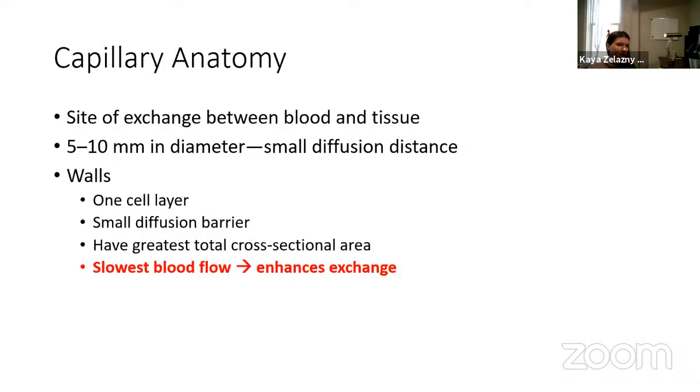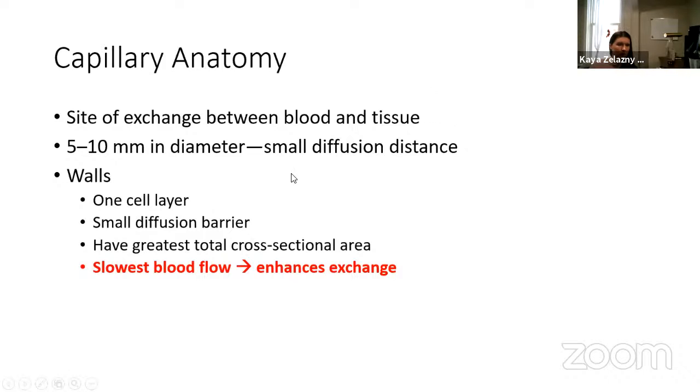That's why it's important that we don't have wrapping of smooth muscle around the capillaries, right? Because then in order to get to the tissue, we'd also need to diffuse through that smooth muscle layer. Okay, so we just have the one endothelial layer here.